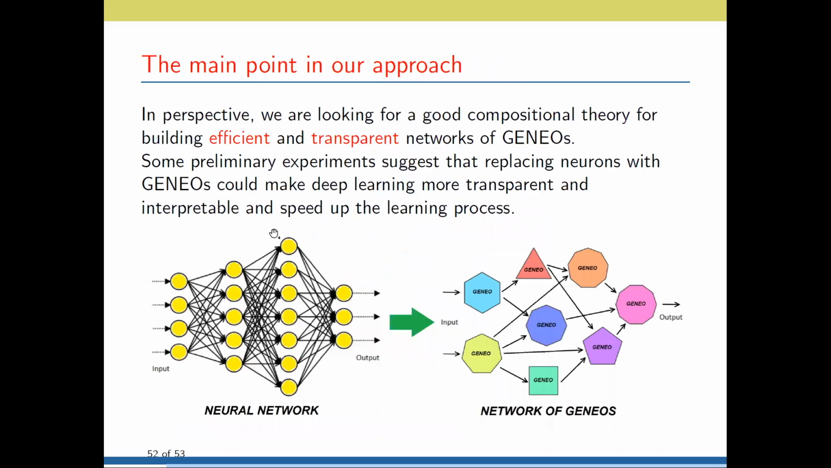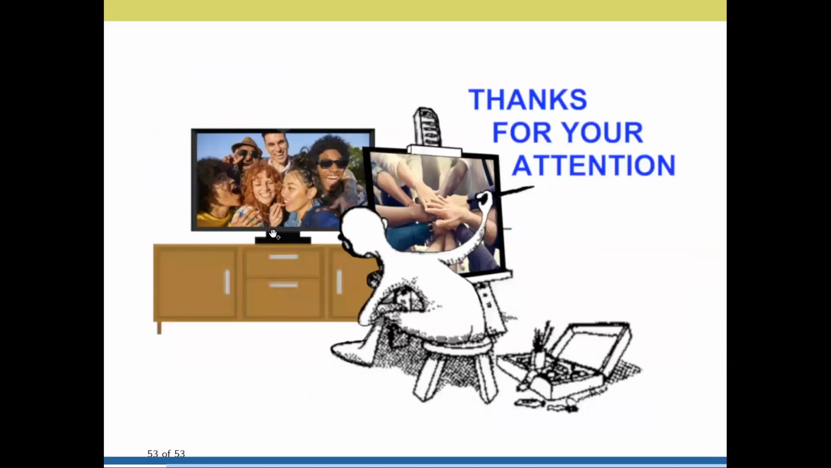What is our plan in the future? In perspective, what we are trying to do is looking for a good compositional theory for building efficient and transparent networks of GENEOs. Some preliminary experiments suggest that replacing neurons with GENEOs could make deep learning more transparent and interpretable and speed up the learning process. Why more interpretable? Since we know what each GENEO does, if we have some knowledge about the process, we try to insert this knowledge in machine learning. And that's it. I thank you so much for your attention.